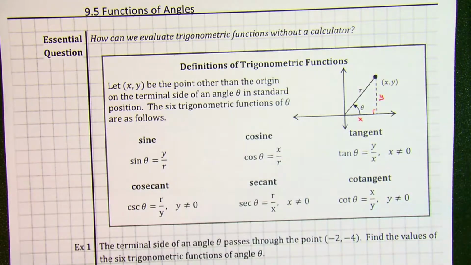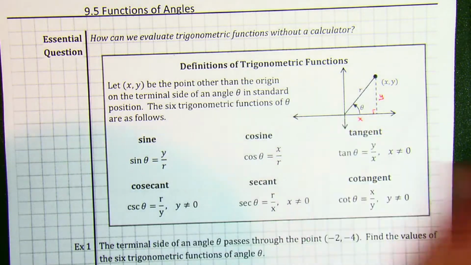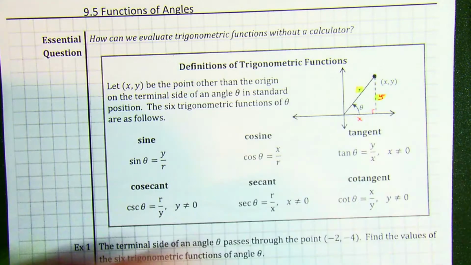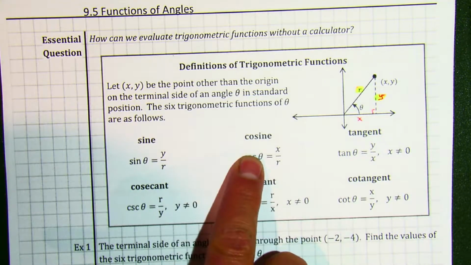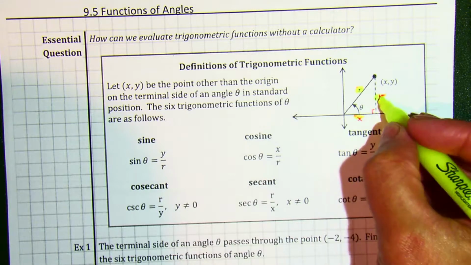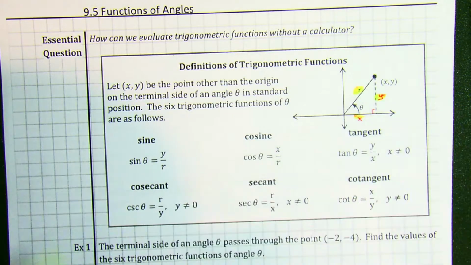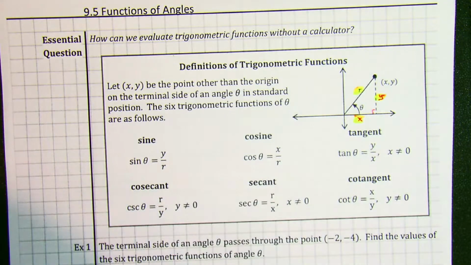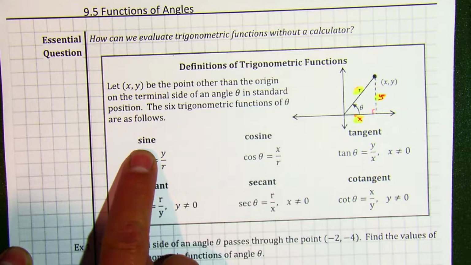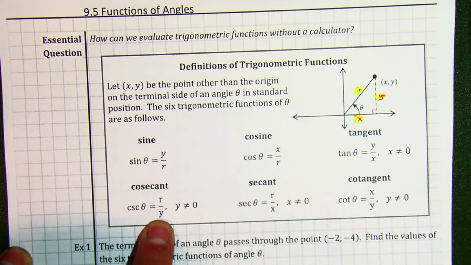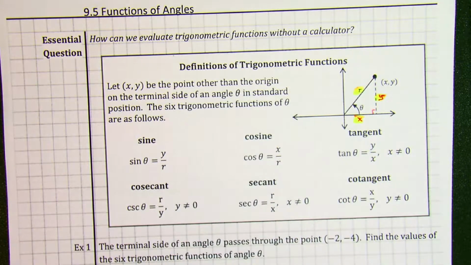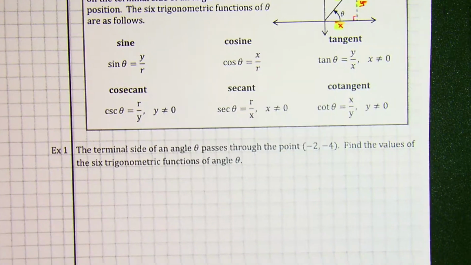And your sine, just like we covered before, is your opposite over your hypotenuse, things that you cover in geometry. Your cosine is your adjacent over your hypotenuse, which is r, and your tangent is your opposite over your adjacent, or y over x. We know the cosecant is the reciprocal of sine, and we don't want the denominator to be 0. Secant is the reciprocal of cosine, and cotangent is the reciprocal of tangent. So let's go through example number 1.